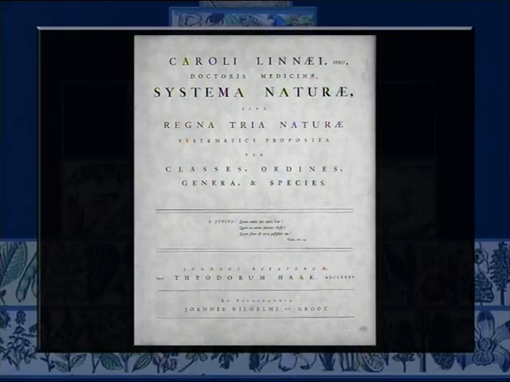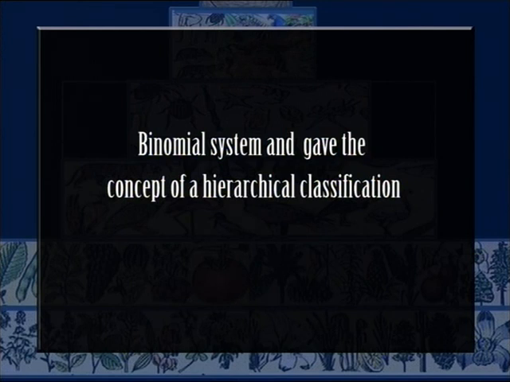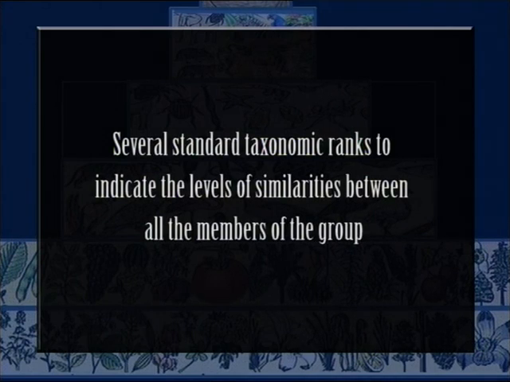Linnaeus' system for naming species has not changed much since the publication of the 10th edition of his Systema Naturae in 1758, in which he used the binomial system and gave the concept of a hierarchical classification. In his scheme, the major categories were given one of several standard taxonomic ranks to indicate the level of similarities between all the members of the group.